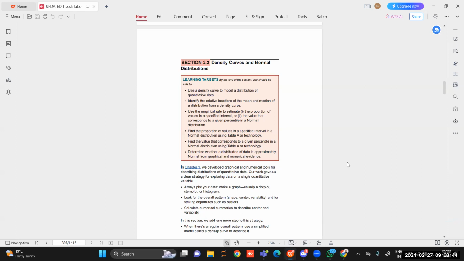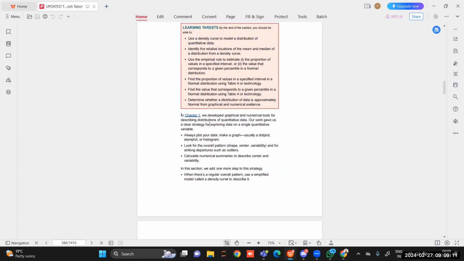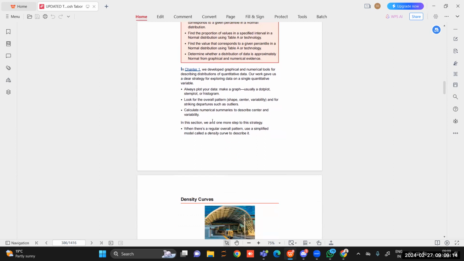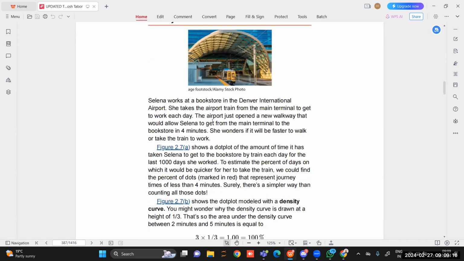Okay, so learning targets. By the end of this section, you should be able to use a density curve to model a distribution of quantitative data. Identify the locations of the mean and median of a distribution from a density curve. Use the empirical rule to estimate the proportion of values in a specified interval, or the value that corresponds to a given percentile in a normal distribution. Find the proportion of values in a specified interval. That's all. We'll read it further.